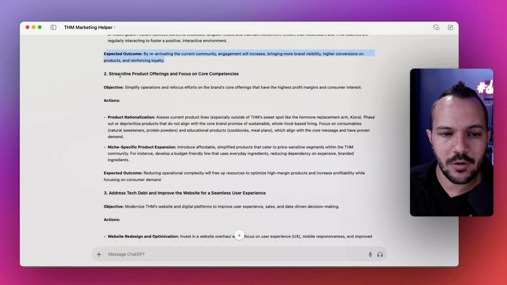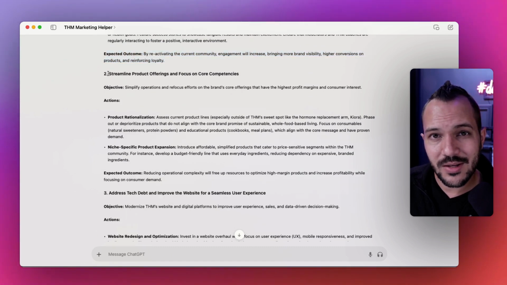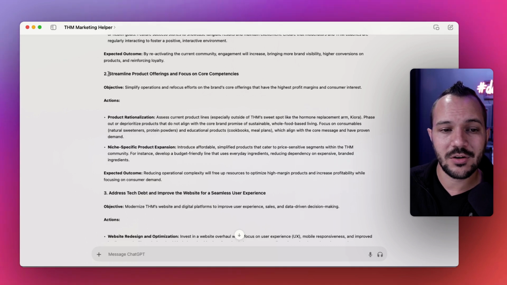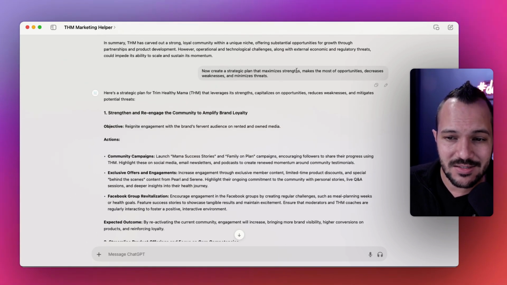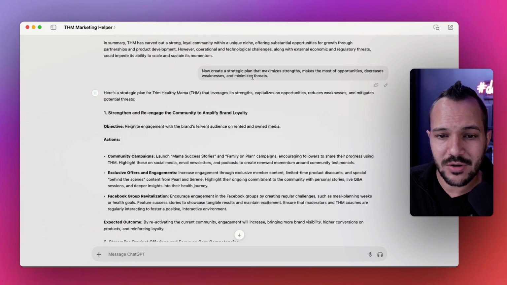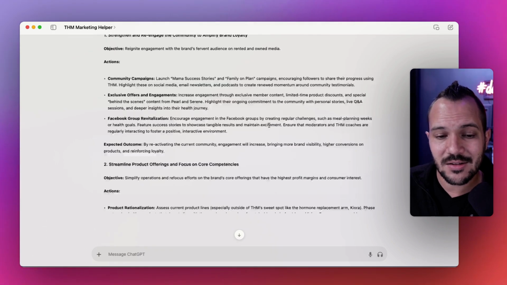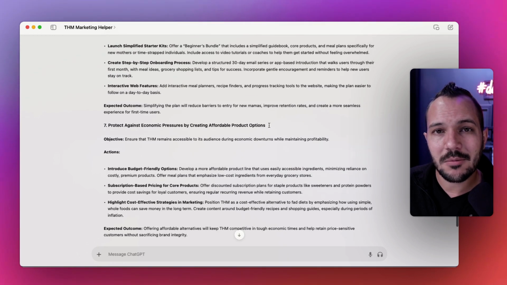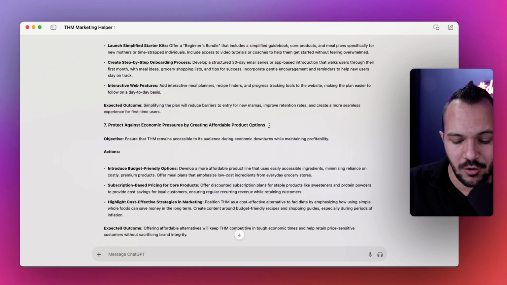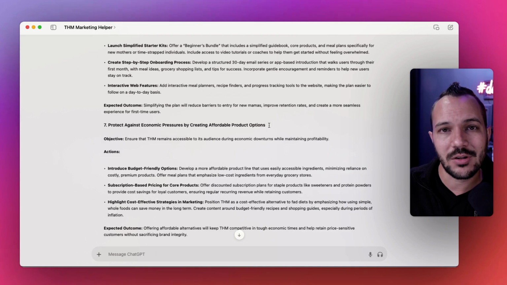And it did that for every single strength, weakness, opportunity, and threat in order to do what I told it to do, right? Which was create a strategic plan that maximizes strengths, makes the most of opportunities, decreases weaknesses, and minimizes threats. It created a very, very robust plan to make the most of what is currently going on internally and externally for this brand.